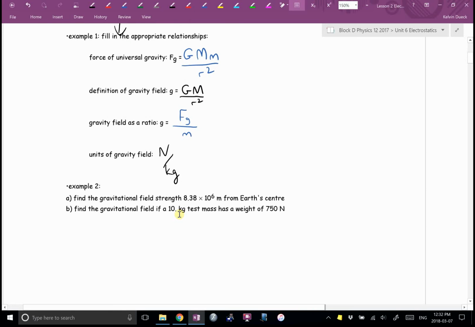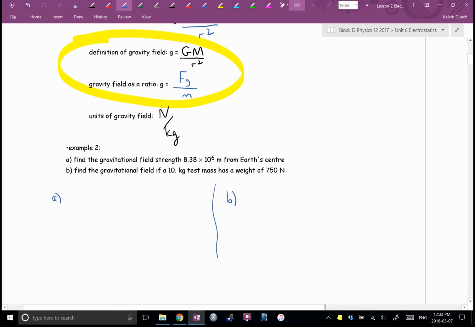In theory, none of that is new, but I want you to notice, Sarah, there's two ways that I can figure out gravitational field. One way is if I know the planet causing the gravitational field, big M. The other way is if I know the force that's acting on the satellite in space, it's feeling a tug. I can take that force, divide by the mass, and that tells me the gravitational field strength. Both of those work. So A says find the gravitational field strength that far from the Earth center. B says find the gravitational field strength if a 10-kilogram test mass has a weight of 750 newtons.